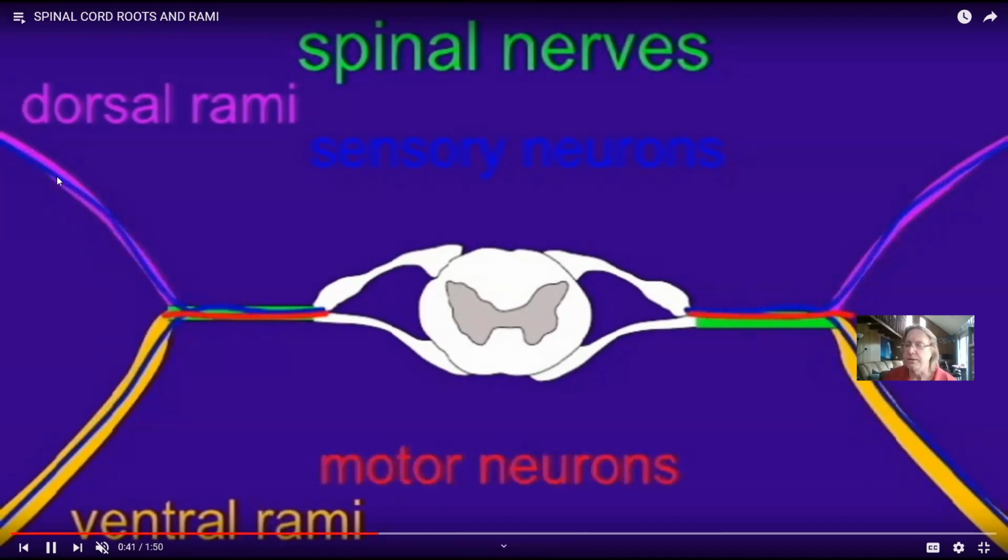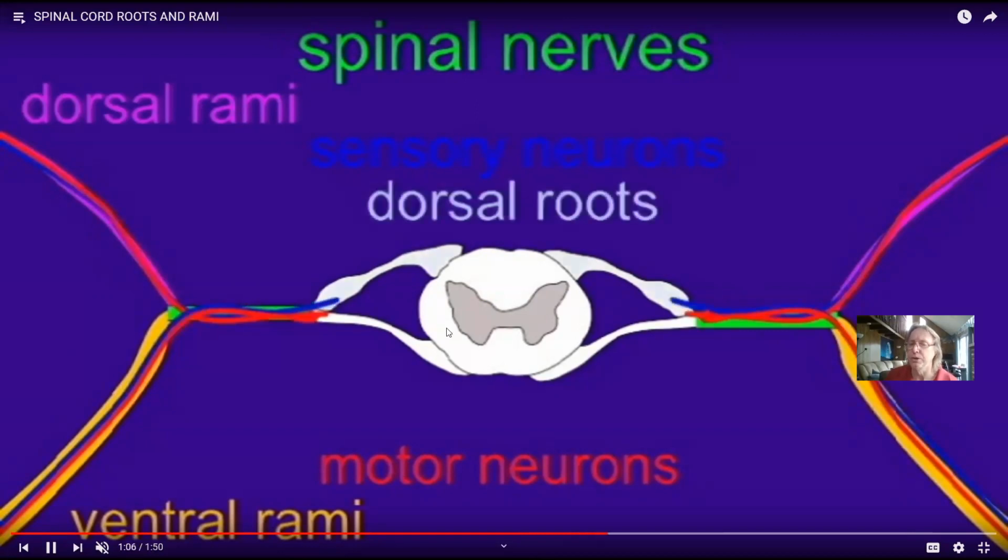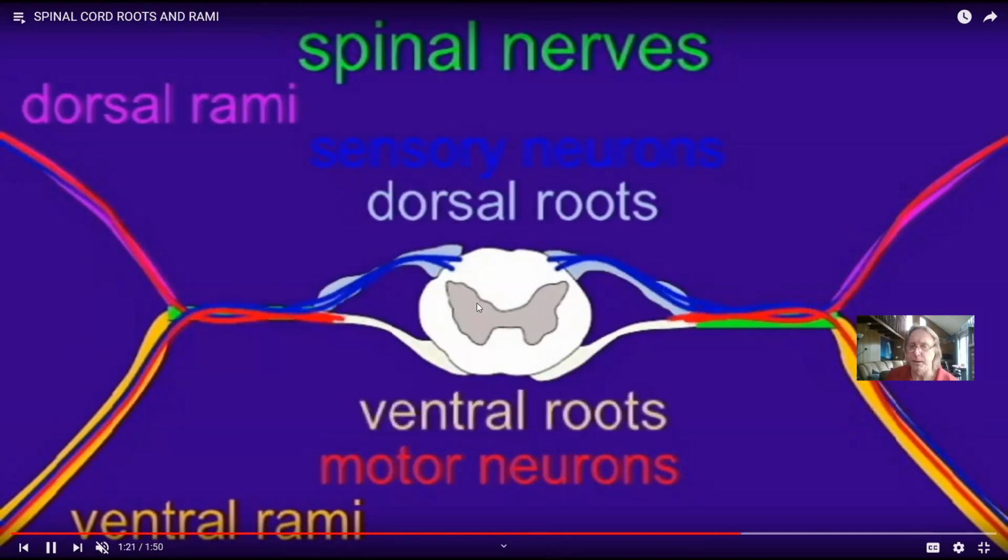So if the sensory neurons are in blue and the motor neurons are in red, both the dorsal ramus and the ventral ramus contain both. However, as the mixed nerves approach the spinal cord, they split to form roots, and these roots are not mixed. Only motor axons travel in the ventral root, where they will reach those anterior horns. If you recall, the anterior horns are where the soma of the motor neurons are. Only the sensory neurons will then travel through the dorsal root to reach the dorsal horns. And if you recall, the dorsal horns are where the soma are which process sensory information.